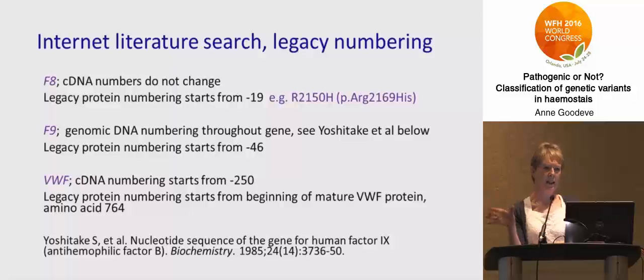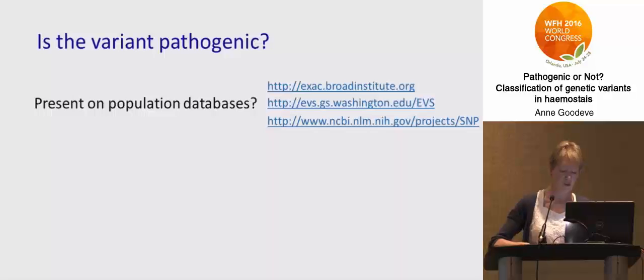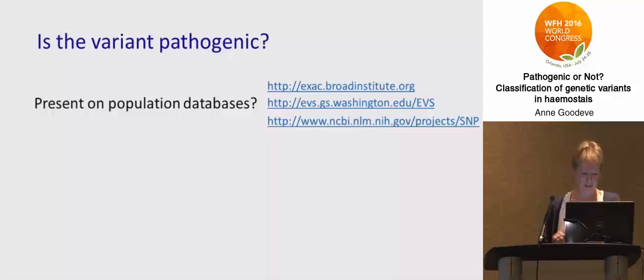labelled from the start of the mature protein, whereas they all have leader sequences. So we have negative numbers for a couple of these genes. For factor 9, there were numbers down to -46 for the amino acids before the mature protein started. And von Willebrand factor in old nomenclature started from the beginning of the mature protein, which is amino acid 764. So if you're trying desperately to find any previous reports of the variant, you can try using these numberings.